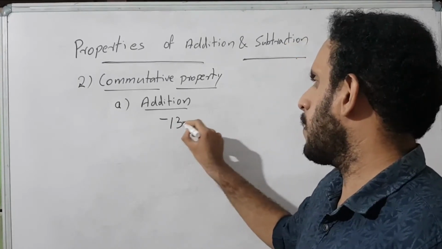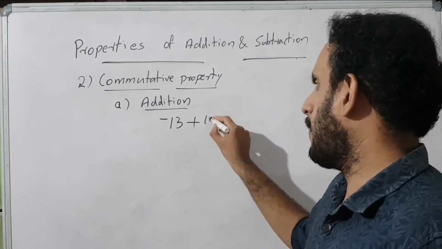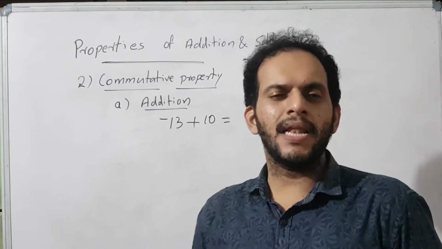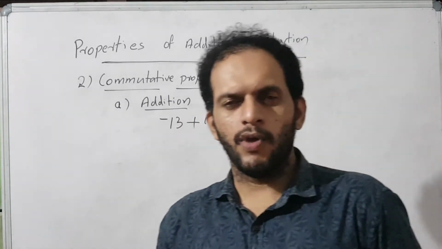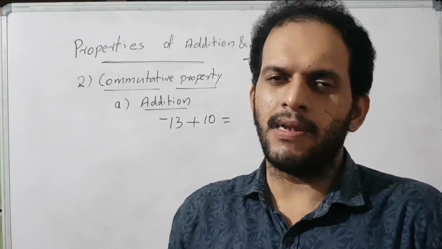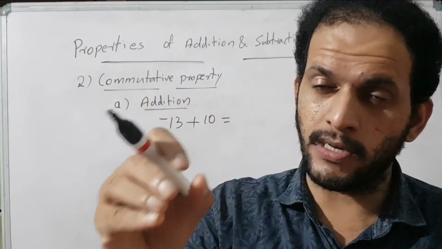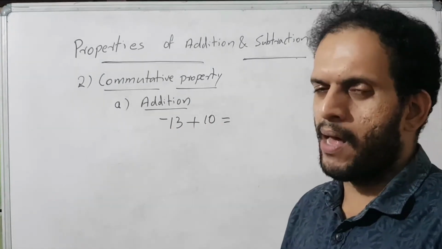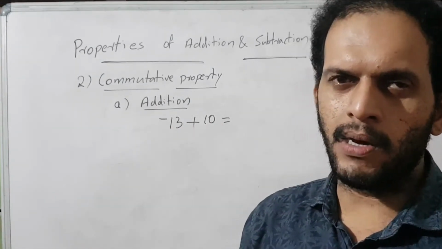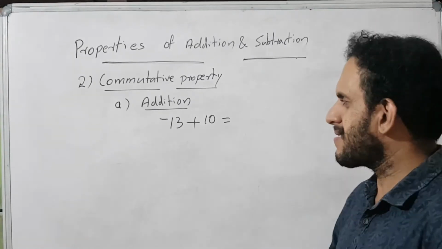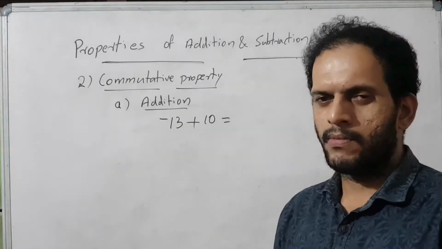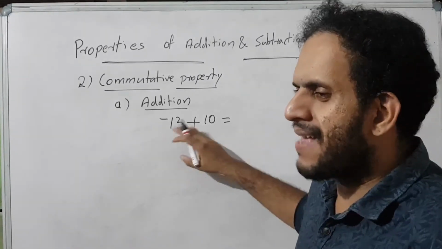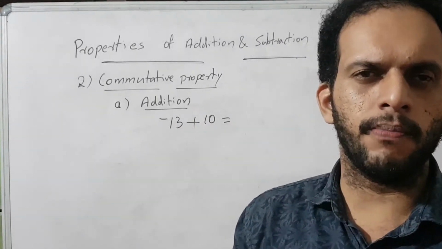minus 13 plus 10, minus 13 plus 10. Okay, then what is the answer of minus 13 plus 10? We know how to add this, correct? In every case of addition, what do we do first? We check the sign of the numbers. The signs are equal or different? The signs are different, correct? The signs are different. Then what do we do? If the signs are different, we subtract the smaller from the bigger.